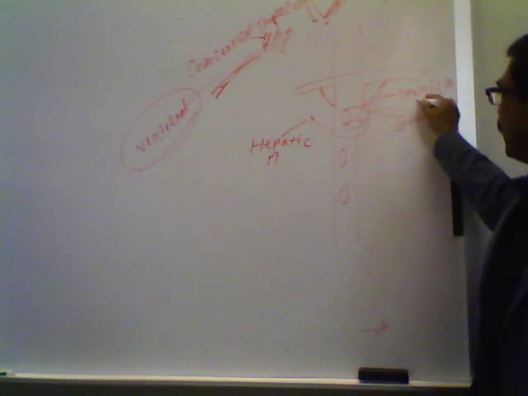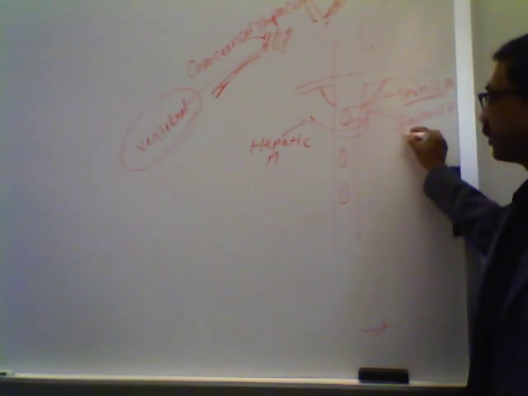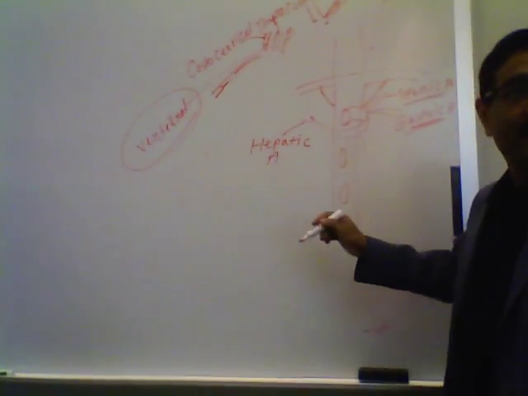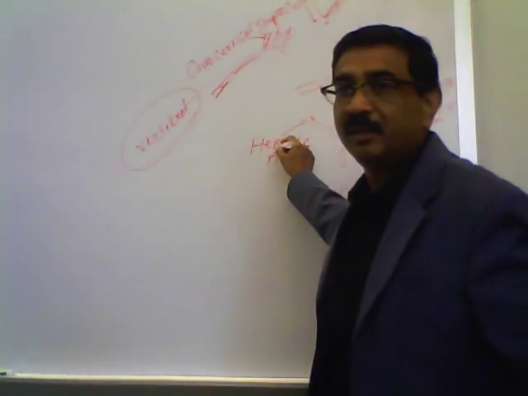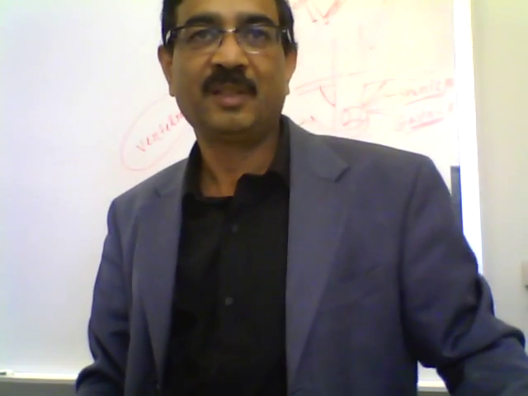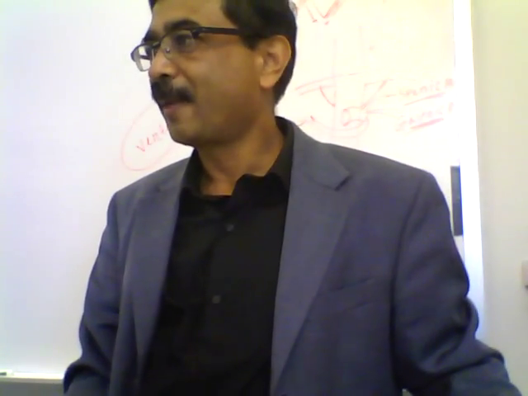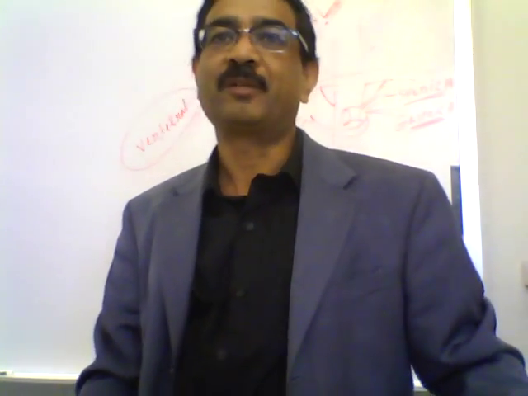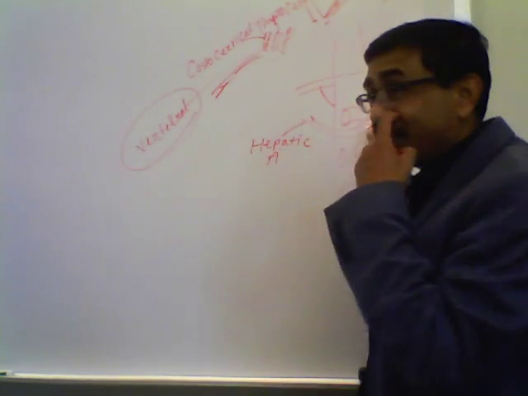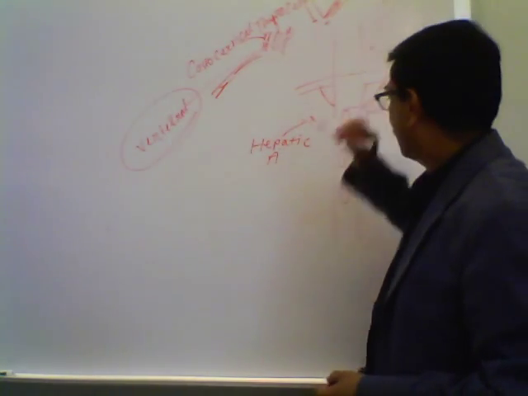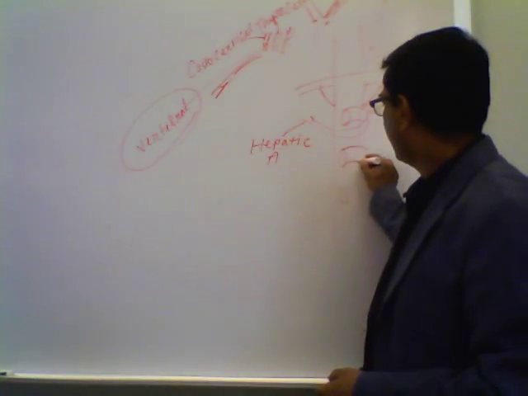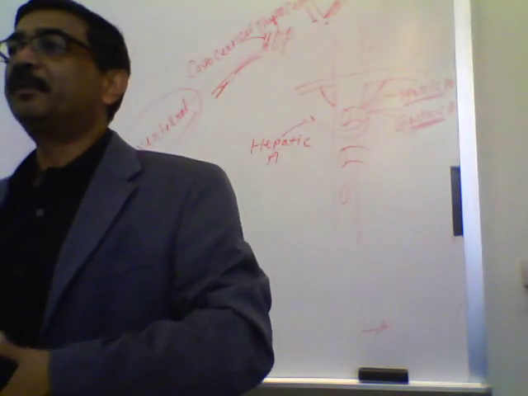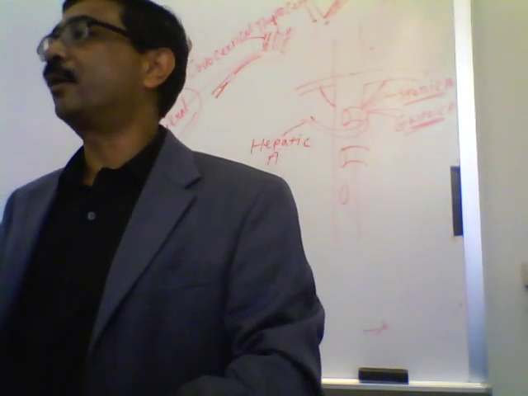Splenic artery will go where? Gastric artery will go where? To the stomach. Gastric means stomach, right? And hepatic artery will go where? To the liver. Make sense? Hepatic means liver. You have heard of hepatitis, right? Hepatic failure. Make sense? So that's the celiac trunk. Superior mesenteric goes to the upper part of the intestine. Inferior mesenteric goes to the lower part of the intestine.